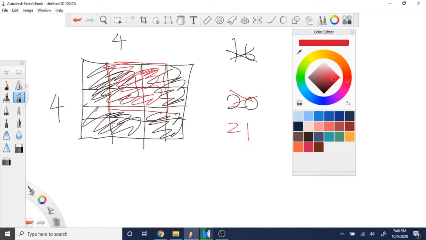We could have this one, another square. Let's actually label this blue. So this one, there's another square. So that's 22. And then we could have this one. And this one is not that bad. This one, this square, that's 23.